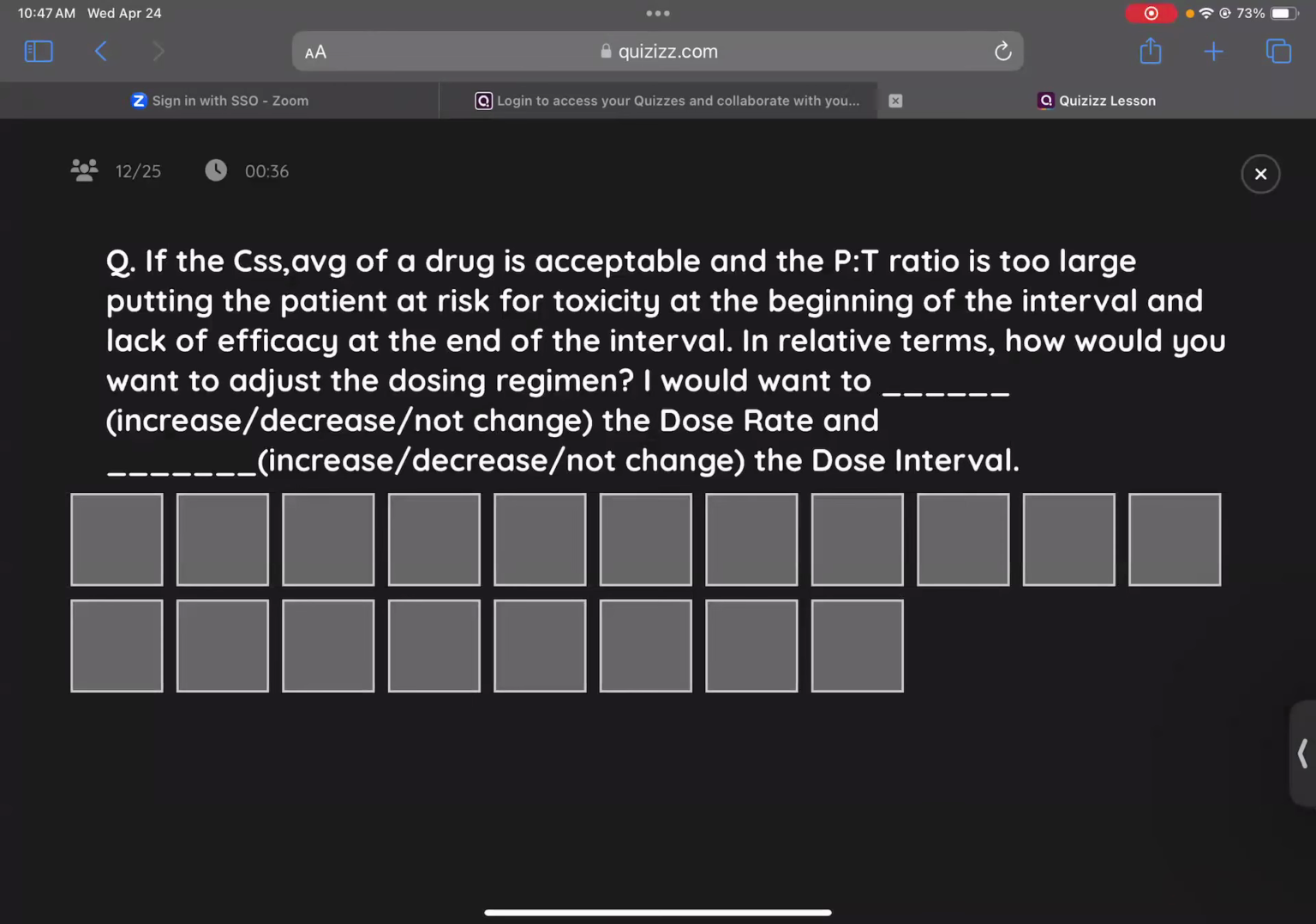CSS average is good. We like the CSS average, but the peak to trough ratio is too large, putting the patient at risk for toxicity at the beginning of the interval and lack of efficacy at the end of the interval. How do you want to adjust? You're going to change the dose rate and dose interval.